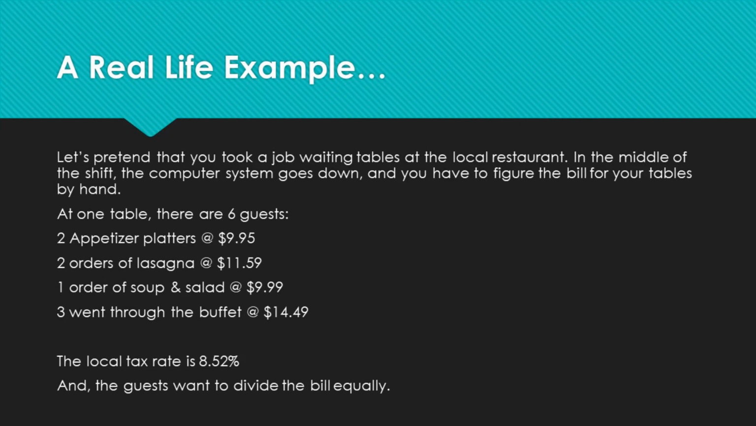2 orders of lasagna at $11.59. 1 order of soup and salad at $9.99. 3 of the group went through the buffet line, which is $14.49 a person. The local sales tax is 8.52%. And the guests want to divide their bill equally. How much will each person have to pay?